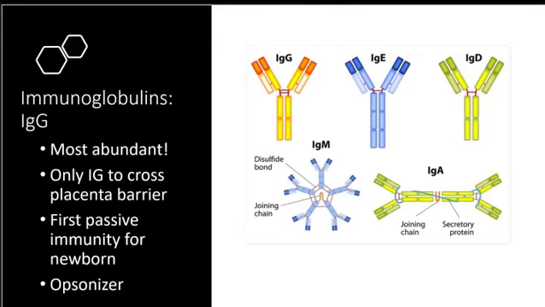IgG are the most abundant antibodies, but they are the smallest, and that allows them to cross through smaller barriers like the placental barrier. So this is the one that creates passive immunity from a mother to a newborn. We're going to talk more about passive immunity in just a little bit. These guys are opsonizers, so they coat the surface of the substance, which signals the white blood cells that they need to come and destroy that substance.